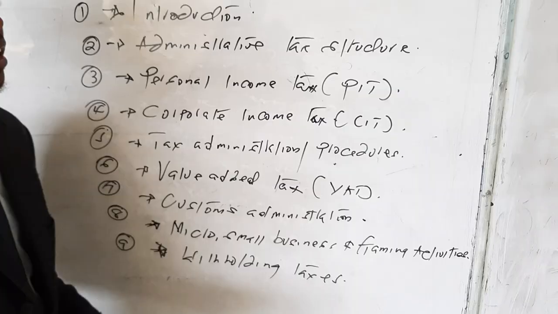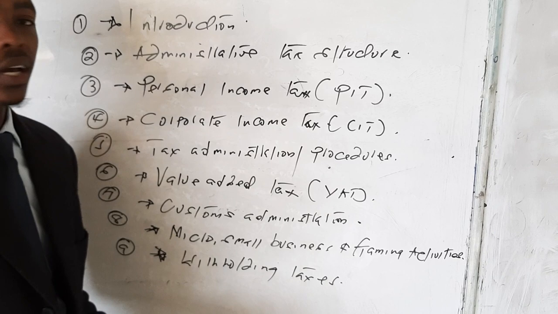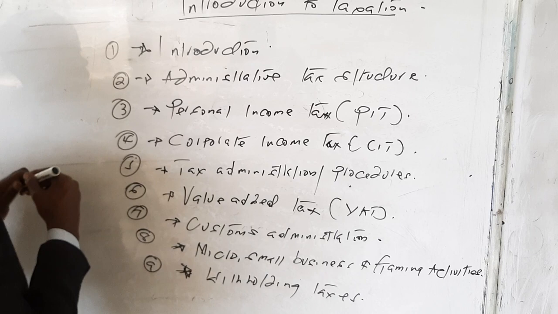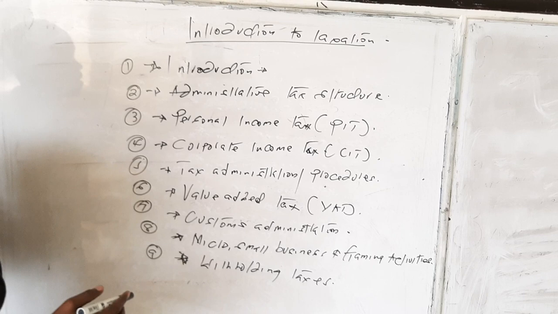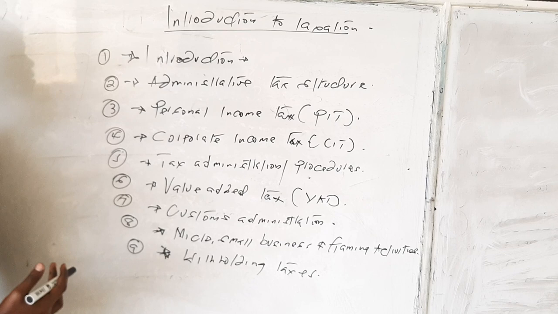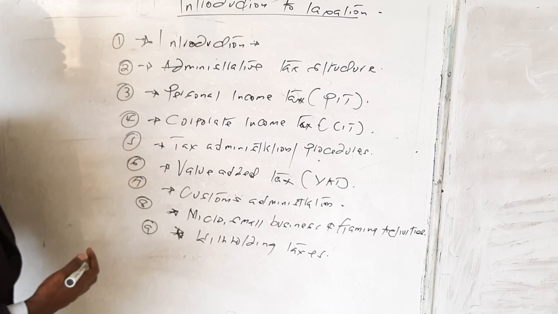Start introducing the taxes. Taxes are the most important source of public revenue. Any tax can be defined as an involuntary payment by a taxpayer without involving a direct repayment of goods and services. In short, it is called quid pro quo. So therefore, taxation is a non-quid pro quo.